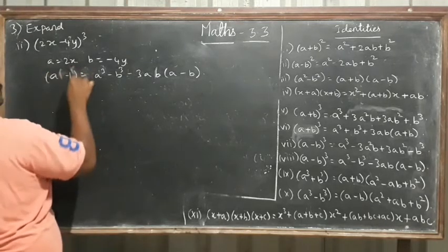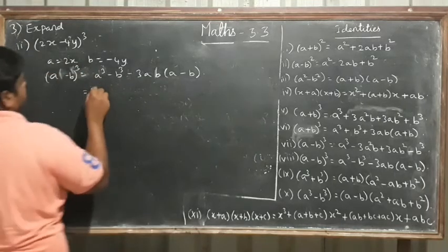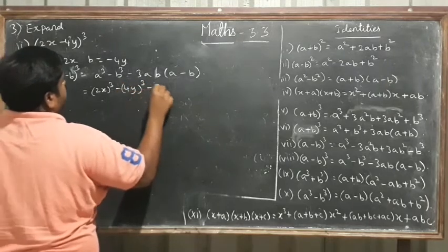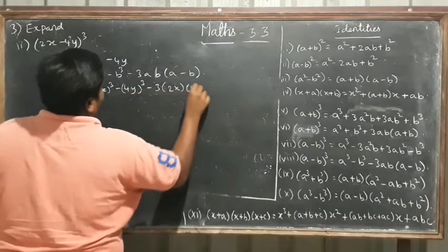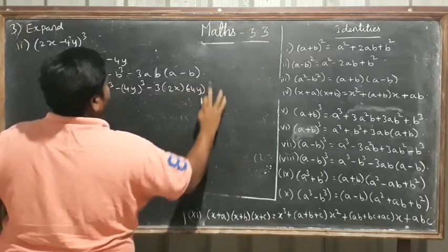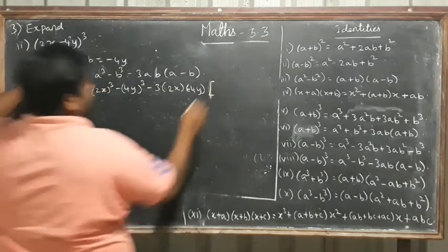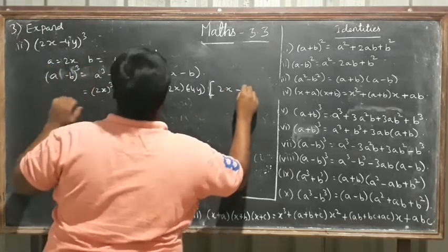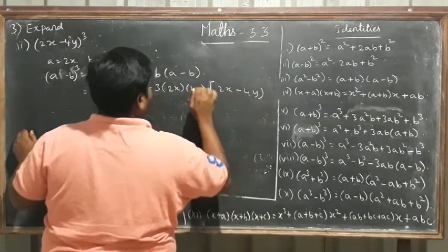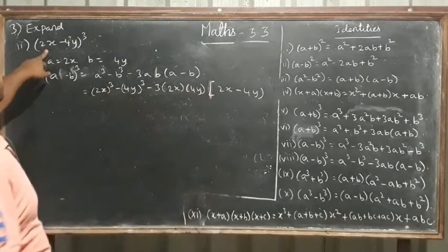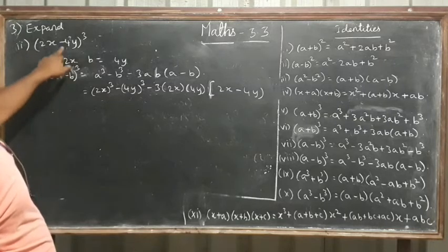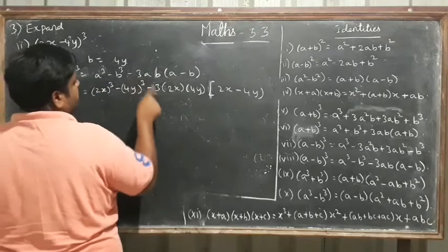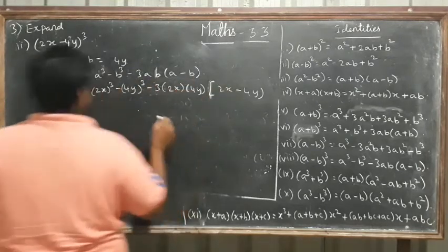This is a minus b the whole cube, which is equal to, substitute the values, a cube, 2x the whole cube, minus 4y the whole cube, minus 3 into 2x into 4y into, put a bigger bracket, a minus b, that is 2x minus 4y. No need of minus here because this is already in the form of a minus b the whole cube. So put a as 2x and b as 4y, that is enough. No need to put minus here. So a cube minus b cube minus 3 into a into b into a minus b.